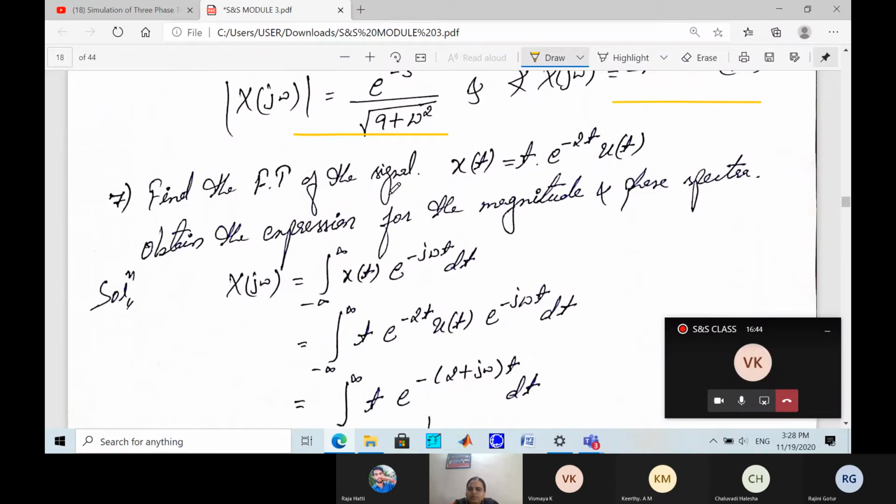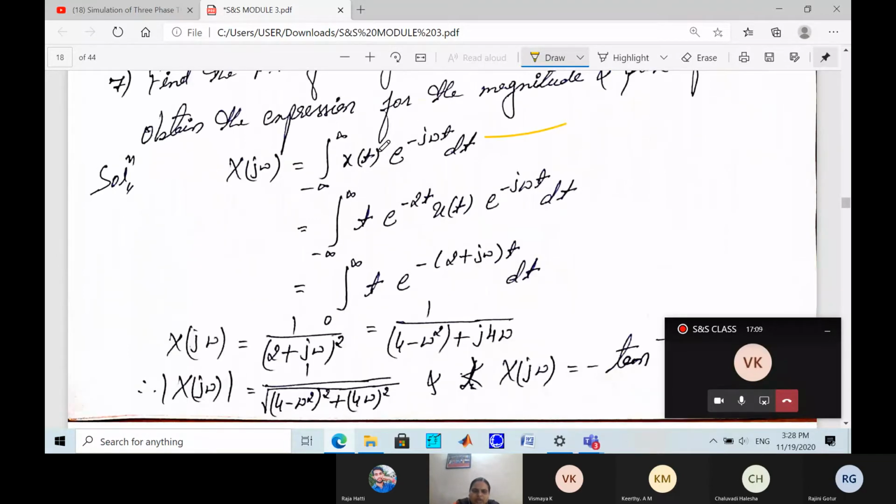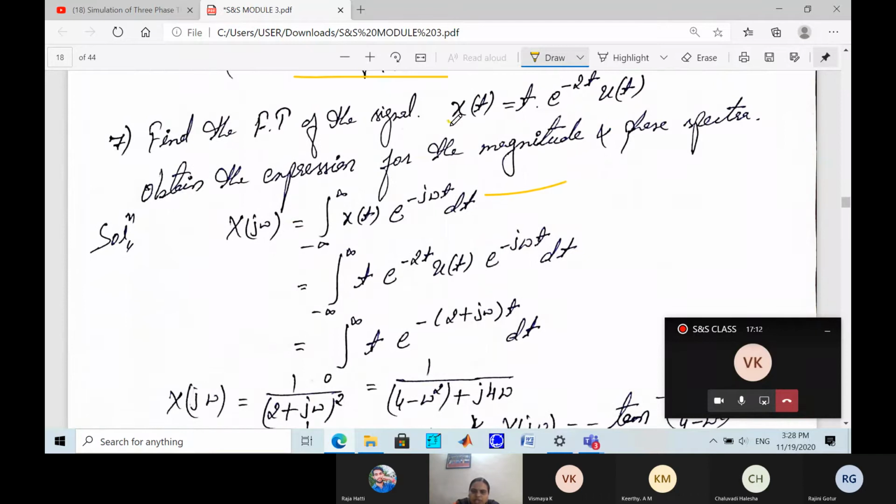Then find the Fourier transform of the signal x of t is equal to t into e raised to minus 2t u of t. Obtain the expression for the magnitude and also for the phase spectra. X of j omega is equal to integration from minus infinity to plus infinity x of t e raised to minus j omega t dt. Then just substitute for x of t. When I substitute here, I'll be getting t into e raised to minus 2t u of t e raised to minus j omega t dt.